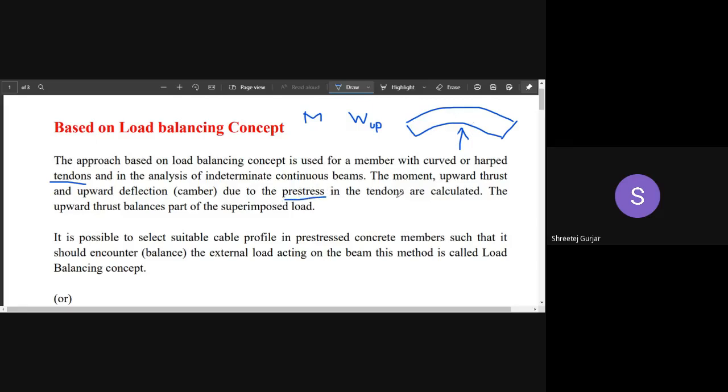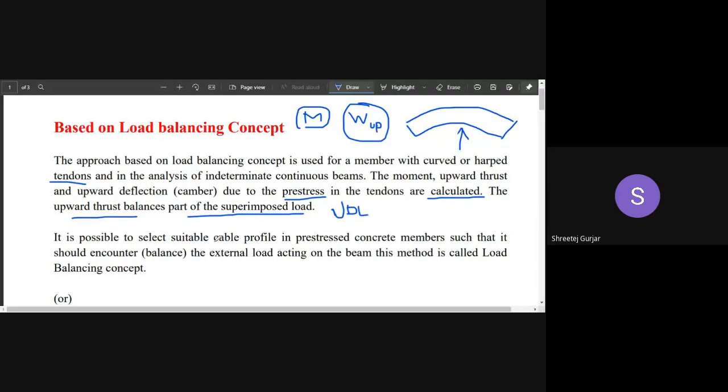Due to pre-stress in the tendons, we calculate your moment, we calculate your upward thrust which is generated, and we can calculate the upward deflection because of the pre-stress. This upward thrust WUP balances the superimposed load. The superimposed load is your UDL, which you are imposing on your beam, and which is balanced by your WUP, that is your upward thrust.